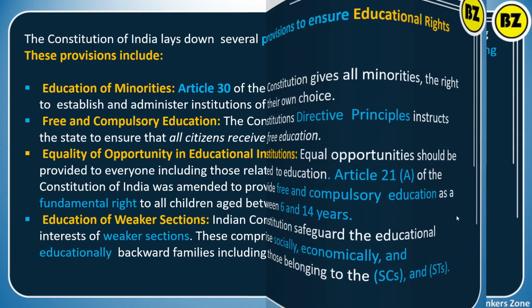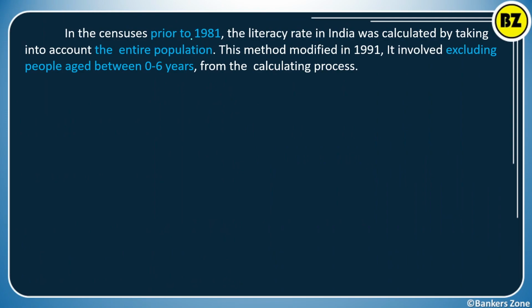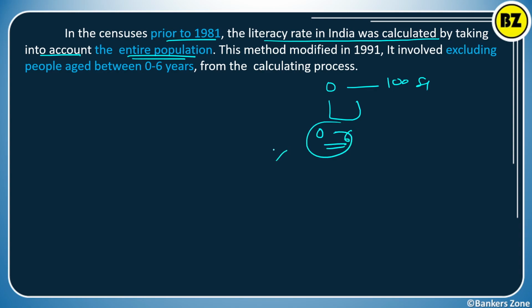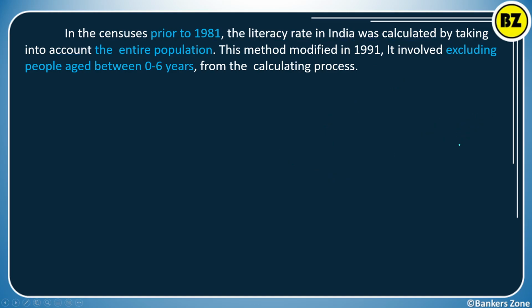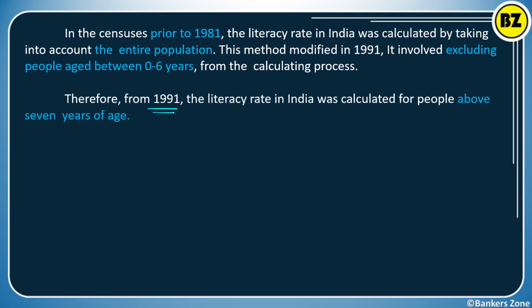Now see, in the census prior to 1981, the literacy rate was calculated by taking into account the entire population. So there is a population from 0 to 100 age. But the population of 0 to say 6 years are not going to school, so obviously they will be illiterate, right? So this method was modified in 1991. They came to know that we have to change it, so they excluded the 0 to 6 age group from the calculation of the literacy rate. Therefore from 1991 the literacy rate in India was calculated for those above 7 years of age.